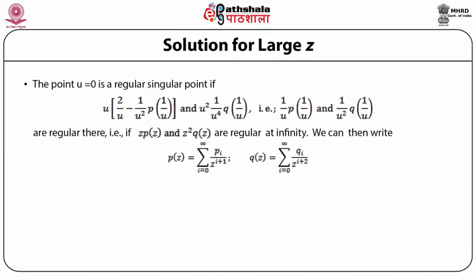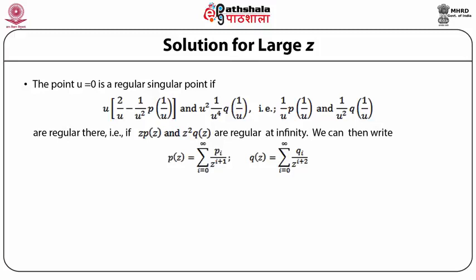The point u is equal to 0 is a regular singular point if u multiplied by (2 by u minus 1 by u square p of 1 by u) and u square times 1 by u raised to power 4 times q of 1 by u, that is 1 by u into p of 1 by u and 1 by u square into q of 1 by u, are regular there. In other words, the point at infinity of the original equation is a regular singular point if z times pz and z square times qz are regular there.